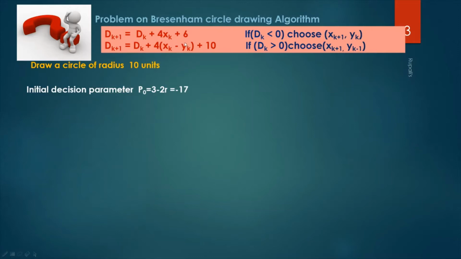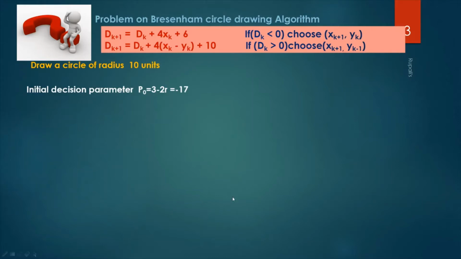Now from our previous video we can say that dk+1 equals dk plus 4xk plus 6 where dk less than 0, then you have to choose (xk plus 1, yk). And if dk greater than 0 you have to choose (xk plus 1, yk minus 1), then the next decision parameter equals dk plus 4(xk minus yk) plus 10. This derivation is already done in our previous video. Please consult our previous video. Link is given in the description.